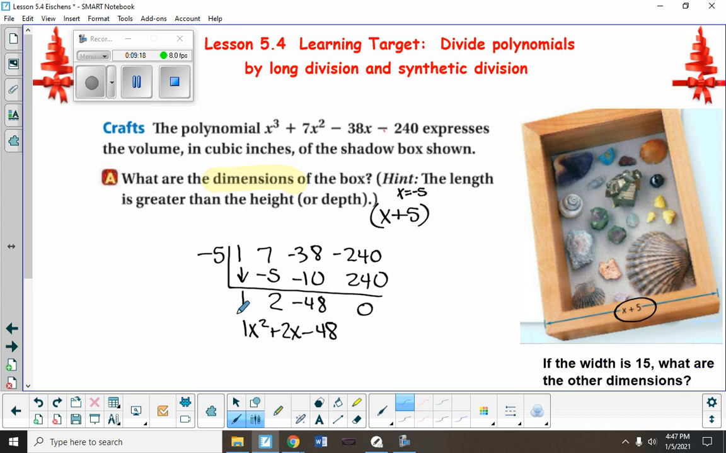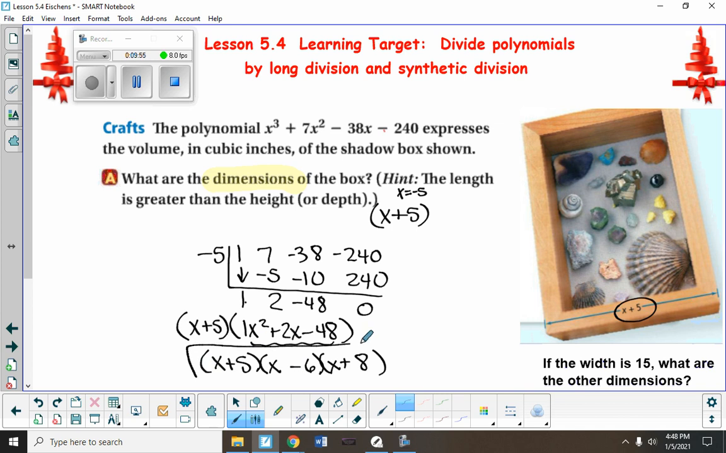So what we have here for factors would be the x plus 5 and the x squared plus 2x minus 48. Now this time, we're not solving, we're just looking for the factors. Now this can be factored again. So the width is x plus 5, and this can be factored as a trinomial. It will factor into 2 binomials. So the factors of 48 that have a difference of 2 would be 6 and 8. So it will be plus 8 minus 6. That would give you 2x. So these are your dimensions.